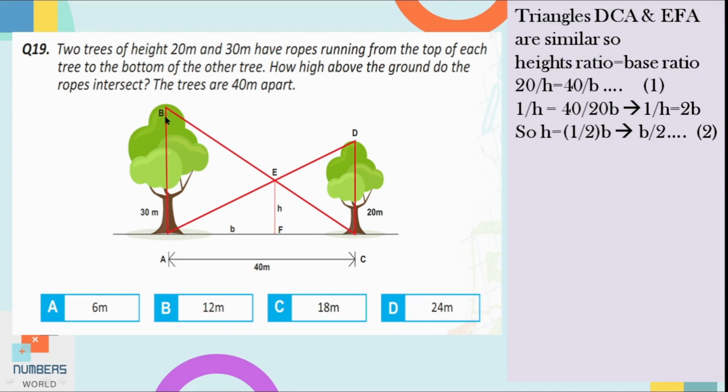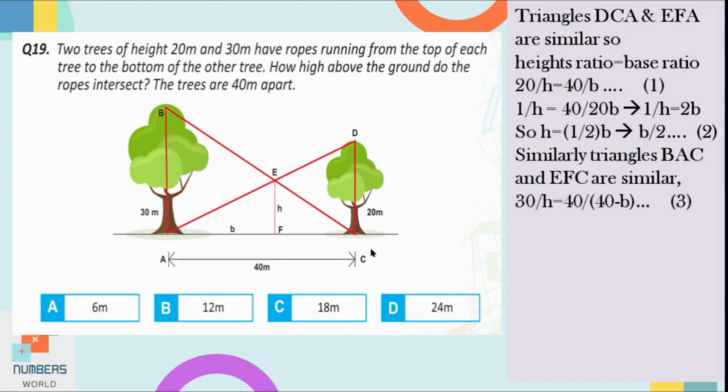Let's see the other triangles. Triangle BAC is similar to triangle EFC. So their heights ratio is also equal to base ratio. So the height of BAC is 30 meters and height of EFC is h. So the ratio will be 30 by h. The base of BAC is 40 meters and base of EFC is not given. But we can say that if we subtract the base of EFA out of the total base, which is 40 meters, the remaining base will be of EFC. So it can be written as 40 minus b. So the ratio of bases is 40 by 40 minus b. Now we have our third equation.